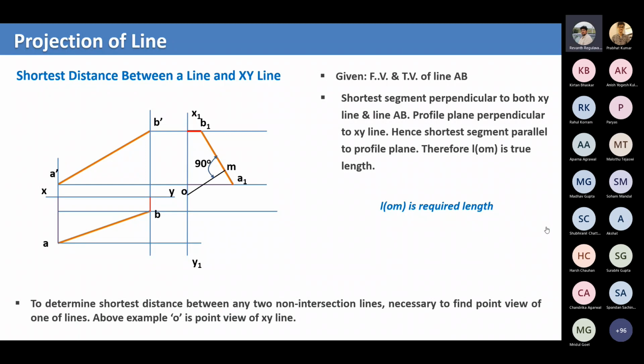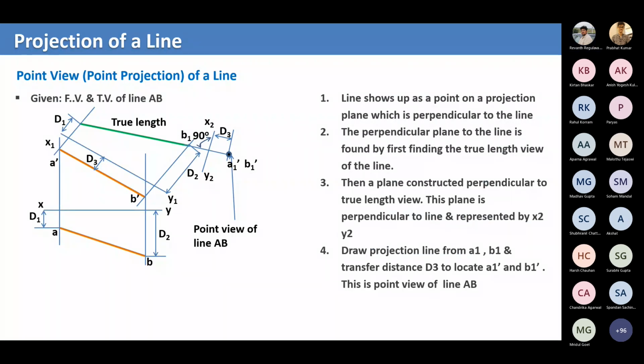So this is just the description of that. How do we get that? So that you can refer to it later on if you have any doubts. So how do we convert the line into a point? It is simple. You have to take a projection perpendicular to the line. Then you can convert the line into a point.